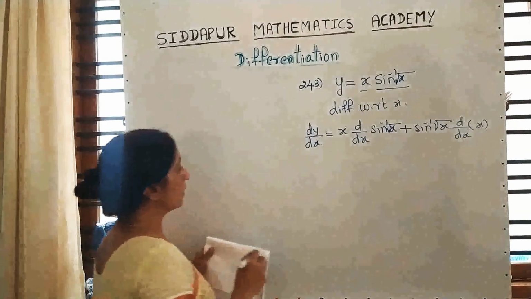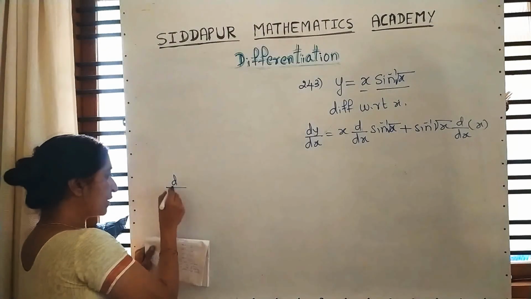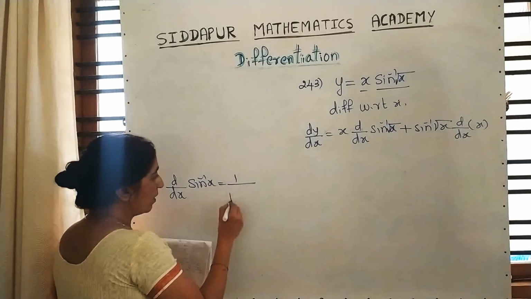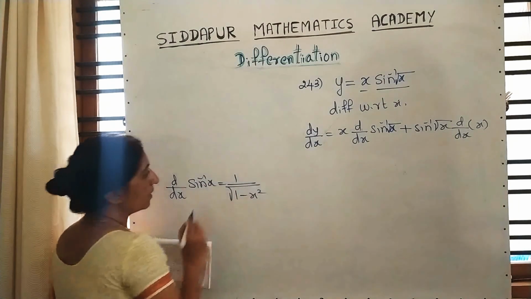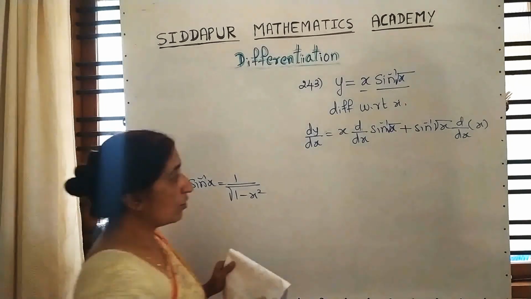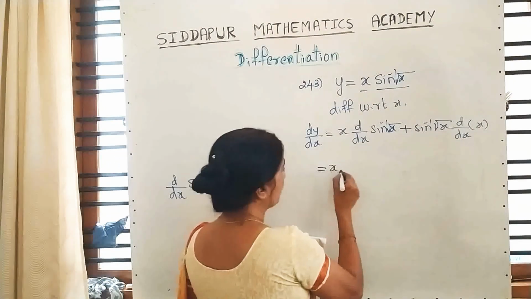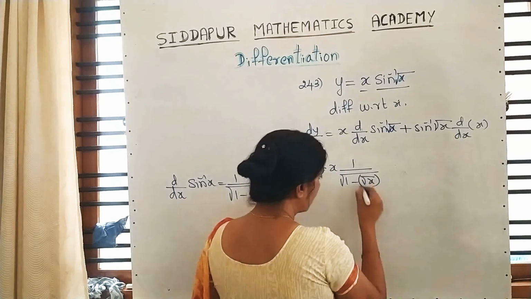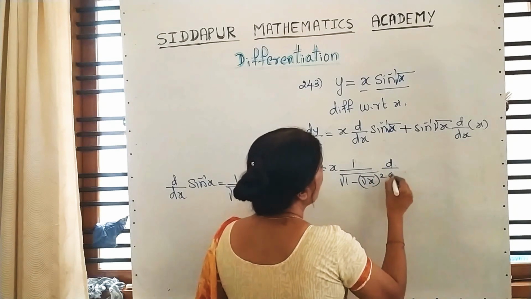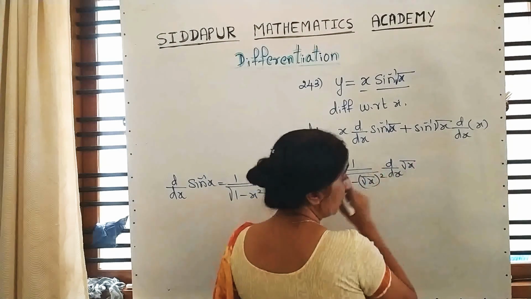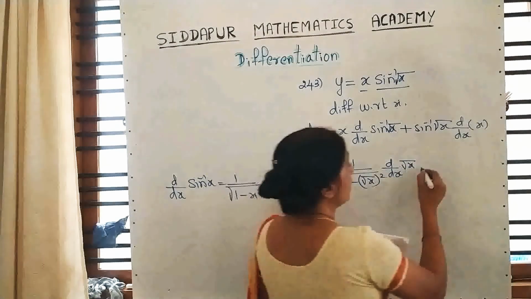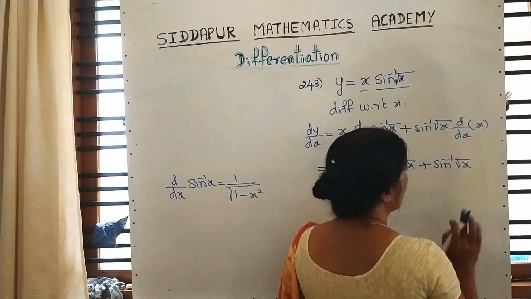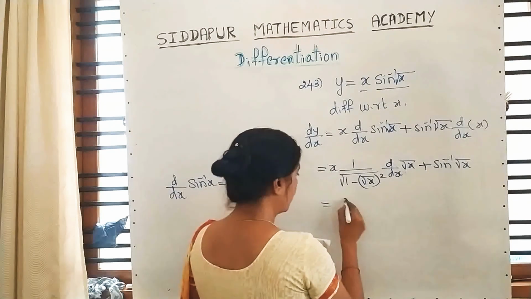Remember, differentiation of sine inverse x is what? 1 upon root of 1 minus x square. In place of x we have root x. After that we have to differentiate root x because already you are familiar. If it is other than x, definitely we have to differentiate. And differentiation of x with respect to x is 1.